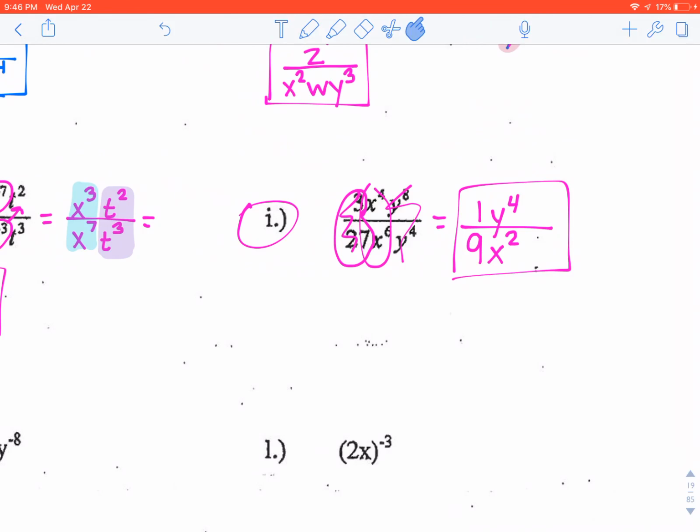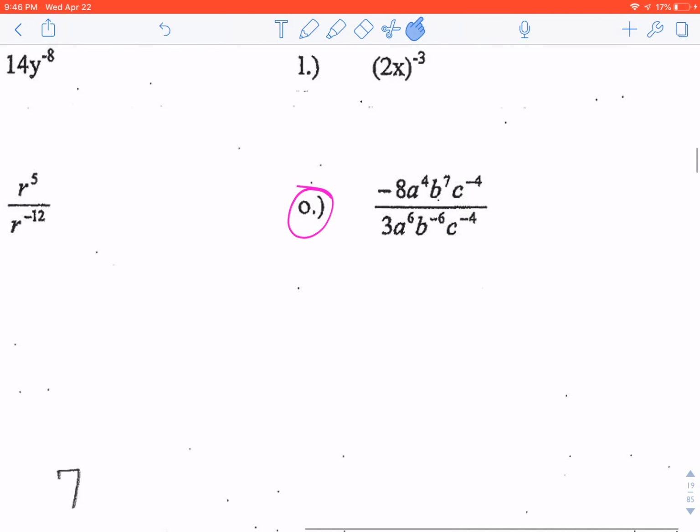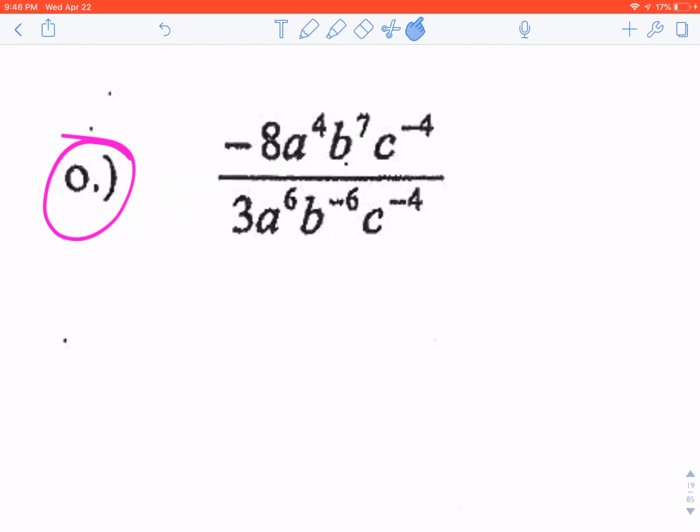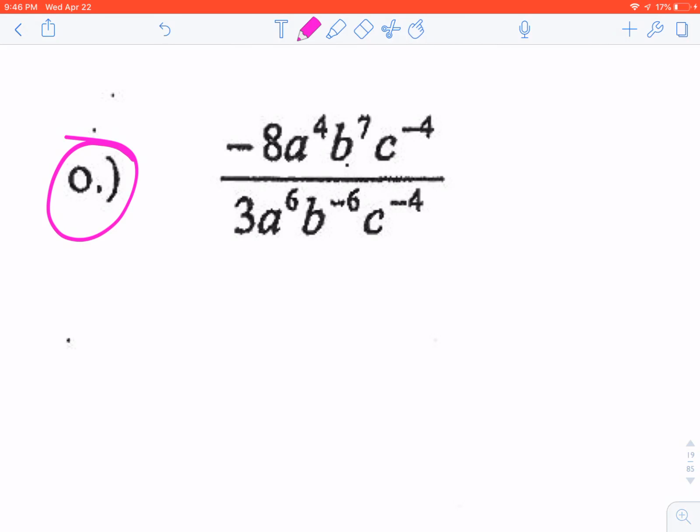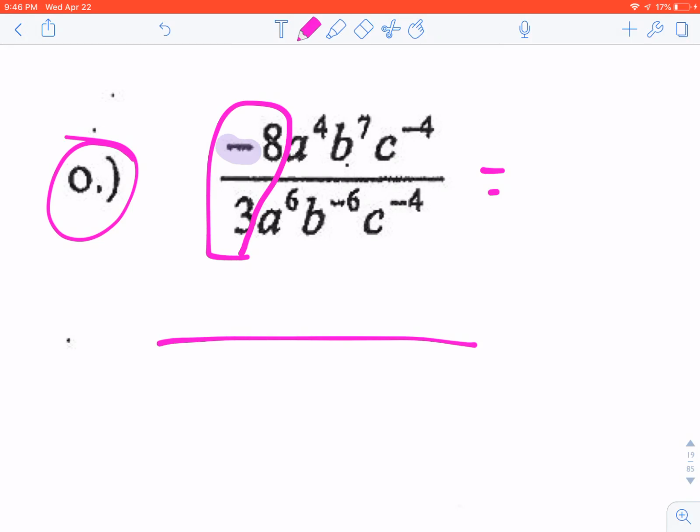Okay, and then let's look at one more together here. Okay, letter O has a lot of stuff going on here. So let's make our fraction bar. Let's look at our coefficient. So remember, it's okay to have a negative coefficient. You do not need to get rid of those negative symbols. It's only when your exponents are negative that we need to get rid of them. Negative 8/3 cannot be simplified, so you just are going to rewrite that.